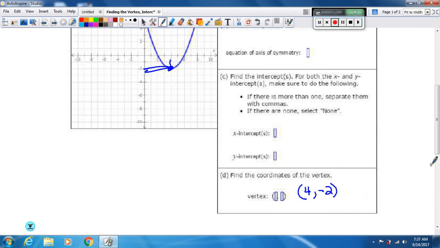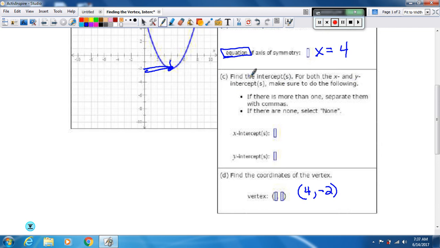So the reason I answered the vertex question first is the equation of the axis of symmetry. First of all, for the equation, you have to have an equal sign or you will get it wrong. So what you do is you write x equals. You have to have that as part of your answer because they asked you for an equation. And then you tell me what x equals in the vertex. So x equals 4, that is your equation for the axis of symmetry.